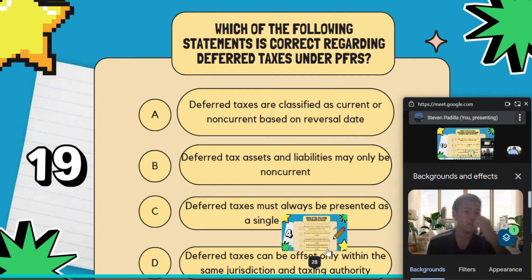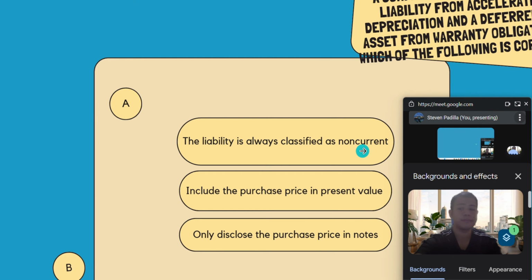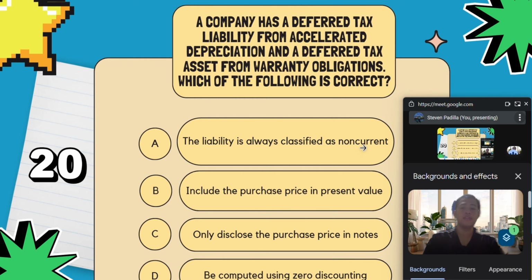So for our last number, we'll proceed to number 20. For our final number, number 20, a company has a deferred tax liability from accelerated depreciation and a deferred tax asset from warranty obligations. Which of the following is correct? Okay, are you done reading? So let's proceed and dive into that question.